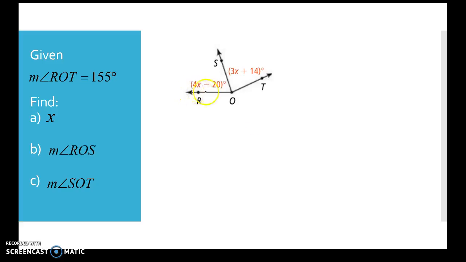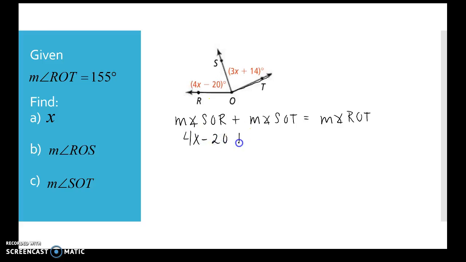Okay, so I'm told the measure of angle ROT. And I have information about these two interior angles. So according to our angle addition postulate, the measure of angle SOR plus the measure of angle SOT gives us the measure of the entire angle, ROT. Okay, so R to O to T, S is in the interior, so that's what breaks up the larger angle. All right, the measure of angle SOR is given as 4x minus 20, plus the measure of angle SOT, that's given as the expression 3x plus 14. And the measure of angle ROT is 155 degrees. So there's our equation. We've talked about this extensively with segment addition. You need an equation to relate the given information to the picture.